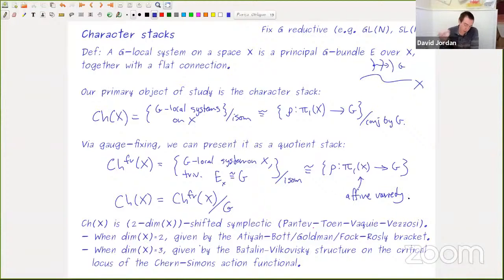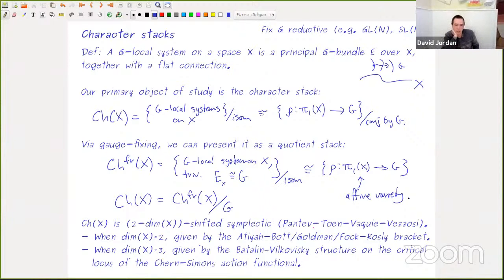For instance, if we just choose a presentation of pi 1 of X, a finite presentation with finitely many generators and finitely many relations, well, we just get a presentation of it as an affine algebraic variety. Okay, so this is, as a stack, an extremely nice stack.